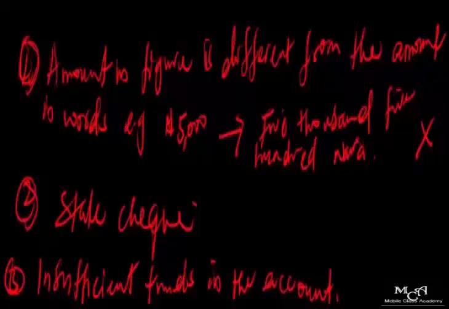The question might give you a particular scenario where they might not specifically say that this check is a dishonored check, but they might give you a scenario that the check was a stale check. So you know that a stale check is a dishonored check, or that the amount in words was different from the amount in figures, or that there were insufficient funds in the account. So automatically you know that the bank is going to dishonor the check. Dishonoring a check means that the bank is not going to pay that check. The bank is not going to give attention to the check.